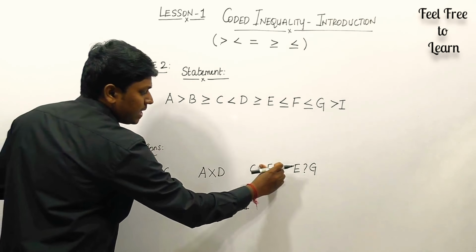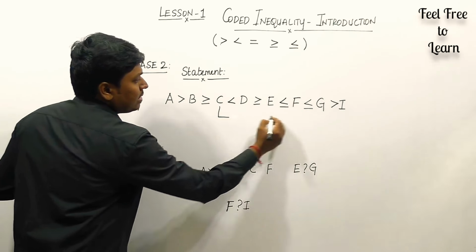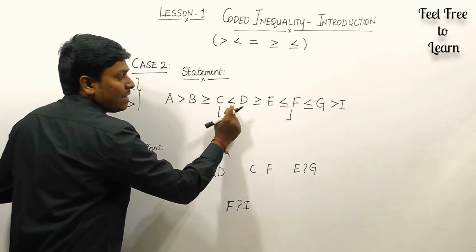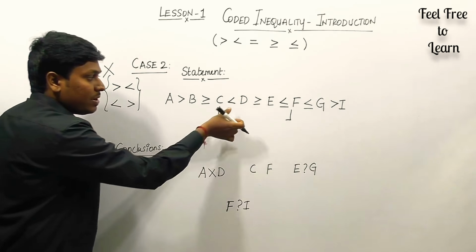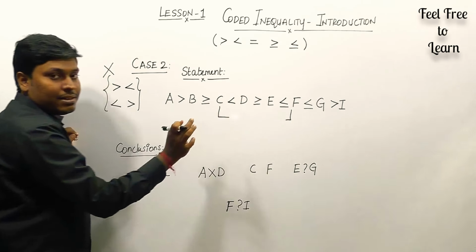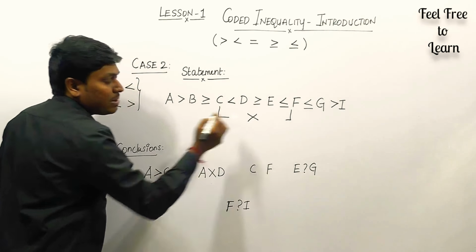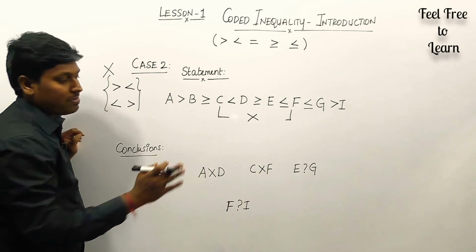In the third case, we need to find the relationship between C and F. So here it is C and here it is F. Similarly, while comparing C and F, we have three symbols: less than, greater than or equal to, less than or equal to. Here we got less than and greater than. If you find this case, one less than and one greater than, the relationship cannot be established. So the relationship for C and F cannot be established.